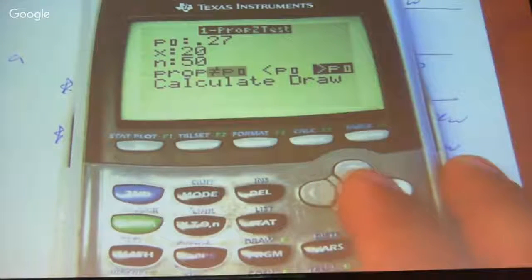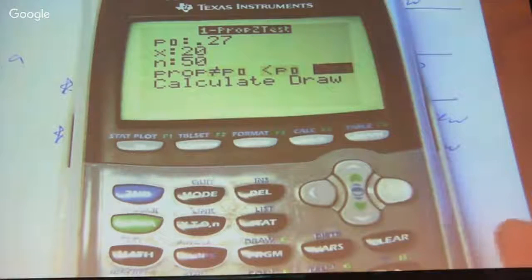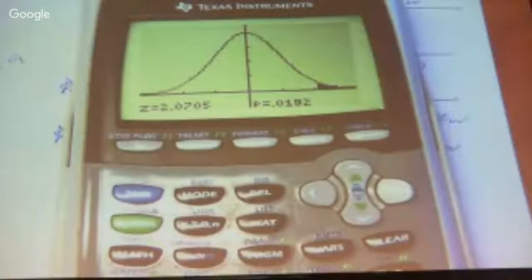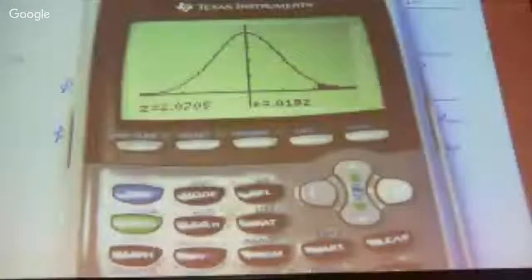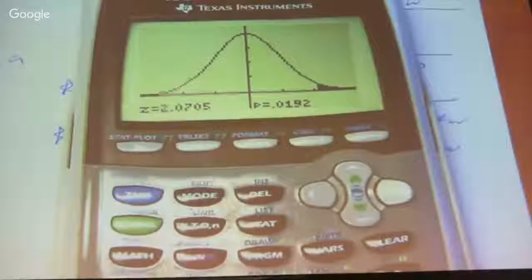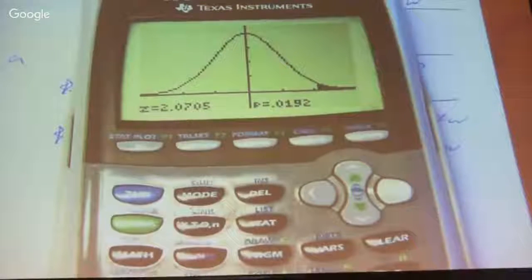Are we doing not equal to, less than, or greater than? Greater than. Then you go to draw. You can do draw or calculate. But then you go to draw, and it gives you the nice picture. So again, you do it by hand, and it should match what's in the calculator. Are we good? So what's your p-value? 0.0192. Now be careful, little mistakes. What percent is that? 1.92%.